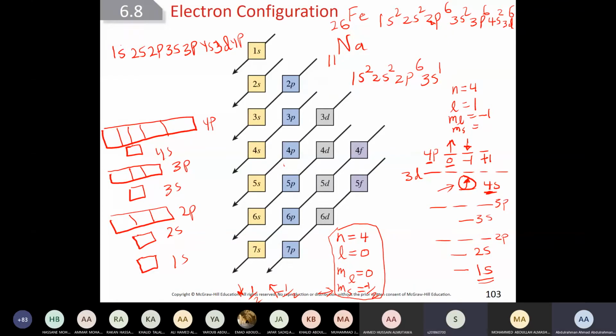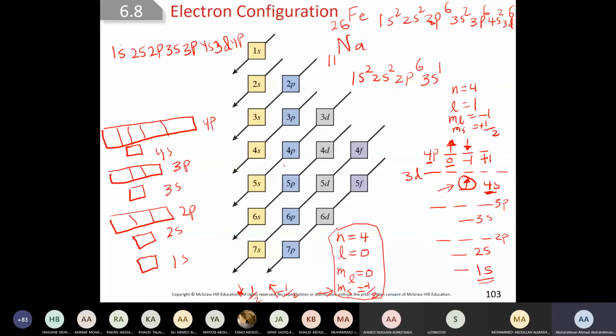Now, what's the value for ms? Plus half or minus half? It must be plus half because I decided that this one is minus half. So this must be plus half. Is this clear? Fantastic.